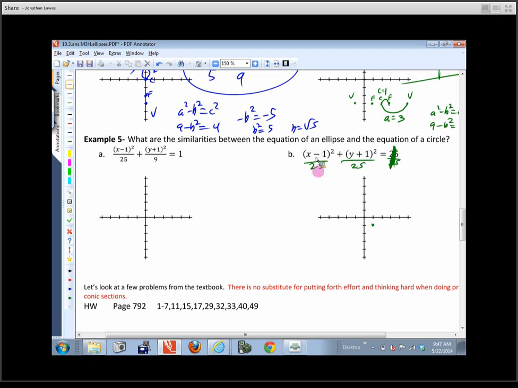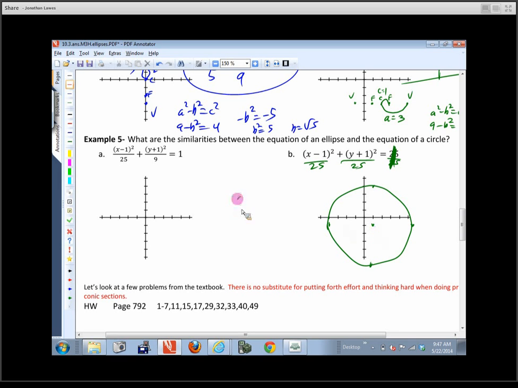How far should I go in the x direction? 5. How far should I go in the y direction? 5. Well, if you want 5 in each direction, what does that make this? Still makes it a circle. Okay? Does it have a major or minor axis?